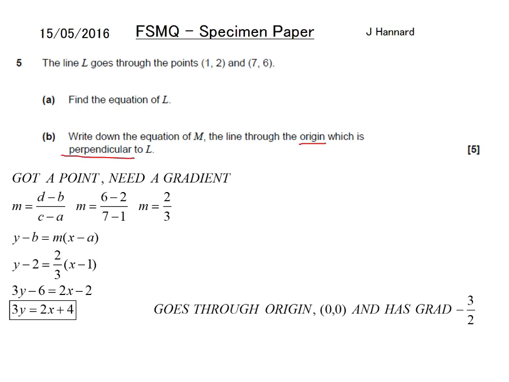So perpendicular means that it must have a negative reciprocal gradient, therefore it's minus 3/2, and that word origin just means through 0, 0. So we've got our point, we've got our gradient. y minus b equals m(x minus a). The b's and a's don't exist because it's just 0 and 0, so y must equal minus 3 over 2 x.